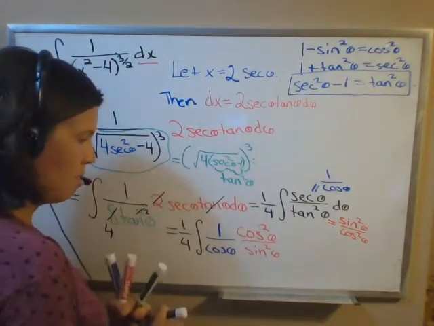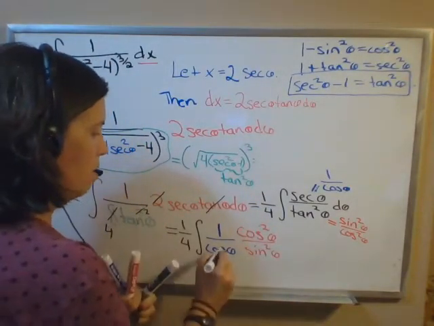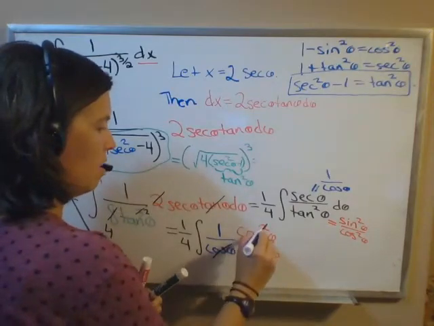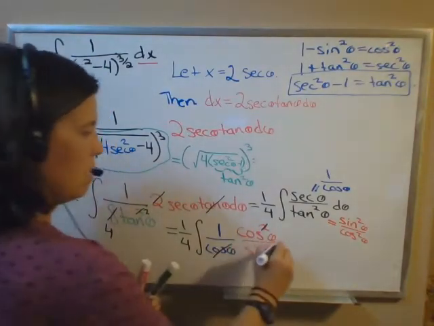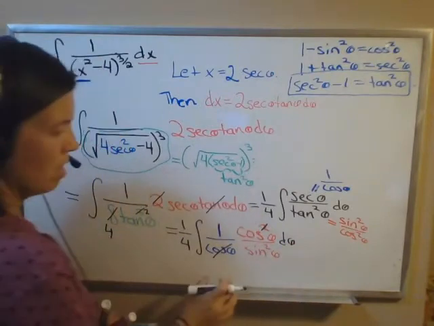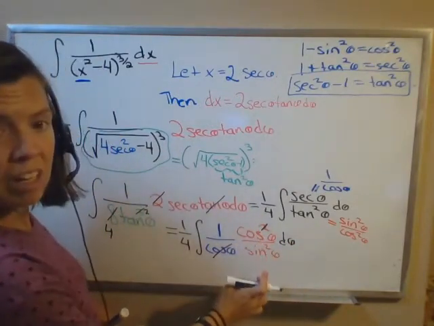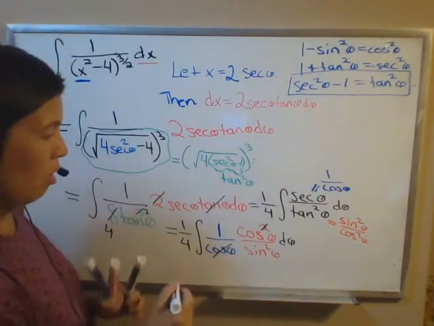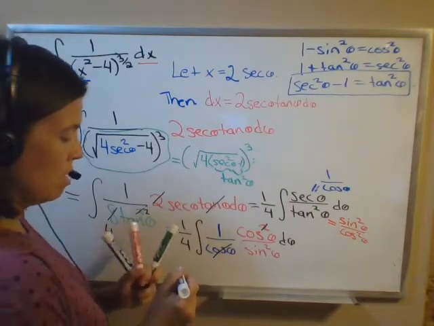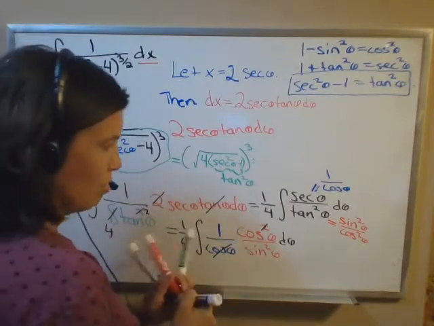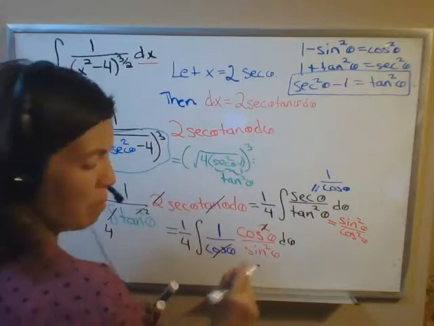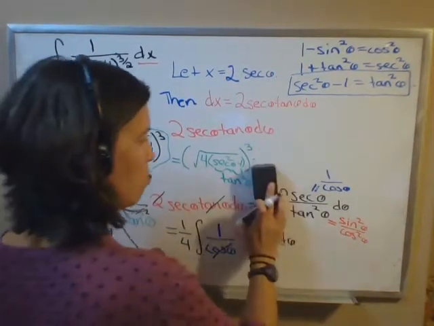And so that can be simplified. Cancel a cosine, d theta here. And so now you're integrating cosine theta over sine squared theta. That can be integrated using a substitution. I was hoping to fit it on this board. Let me see. I'm going to get rid of this previous step here.